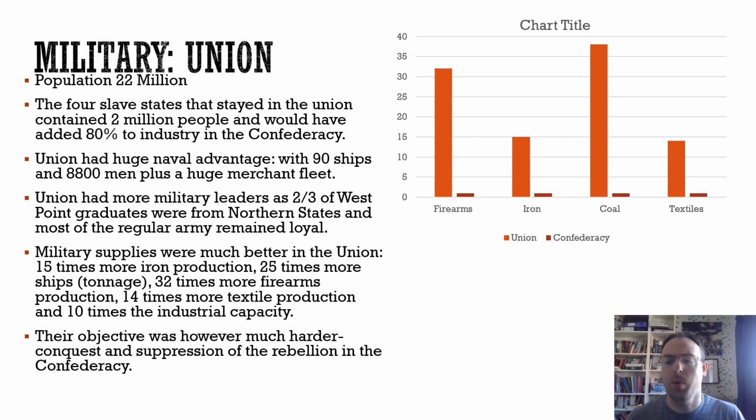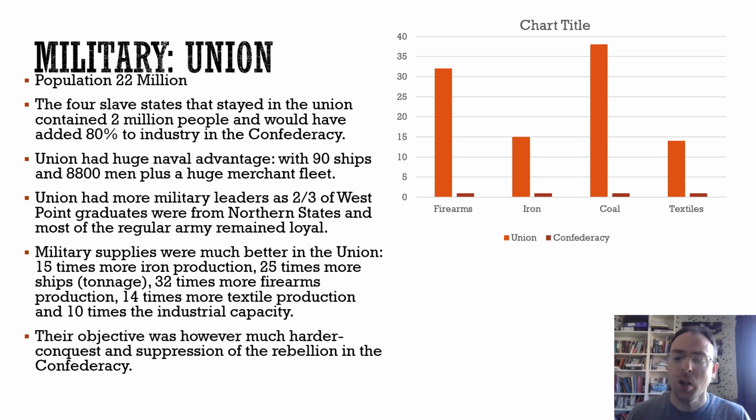So your actual standing army as it was stayed loyal to the Union for the most part. In terms of military supplies, there's just no comparison really, and I've got a chart on there that illustrates this. So they're producing 15 times more iron. They've got 25 times more ships in terms of tonnage. They produce 32 times more firearms. That's going to make a huge difference, obviously, during the war. 14 times more textile production. So when it comes to things like uniforms, despite all the cotton the South has got, the actual production of textiles is taking place in the North. And the overall industrial capacity is 10 times bigger.